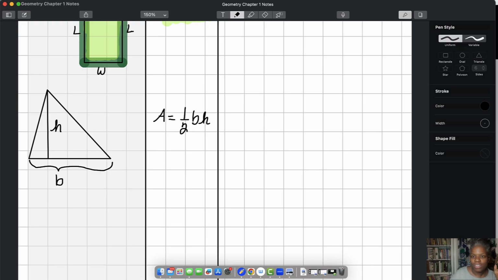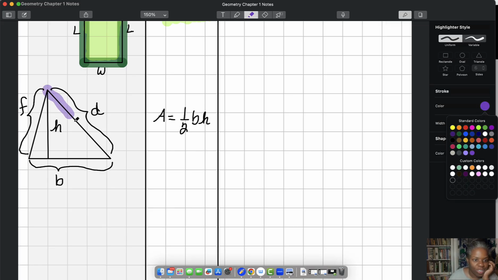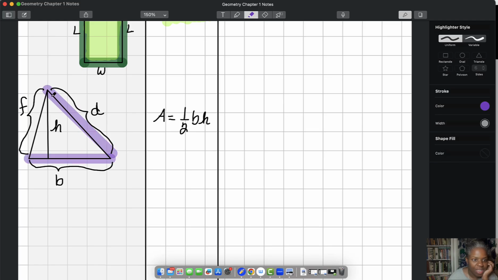But if you wanted to find the perimeter of the triangle, you need to know the length of all the sides. So let's say we refer to this side as D, and we already said that this side was B and this side is F. So if I wanted to find the perimeter of this triangle, I'd have to add up the sum of all the sides, or the lengths of all the sides. So in this case, it would be F plus D plus B.